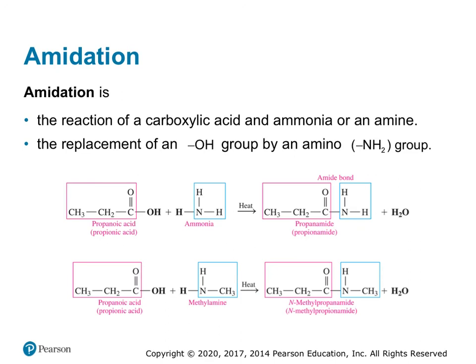Amidation is when we take a carboxylic acid and react it with ammonia or another amine, and the OH from the carboxylic acid reacts with one of the hydrogens from the ammonia to make water, and then the two molecules bond together.